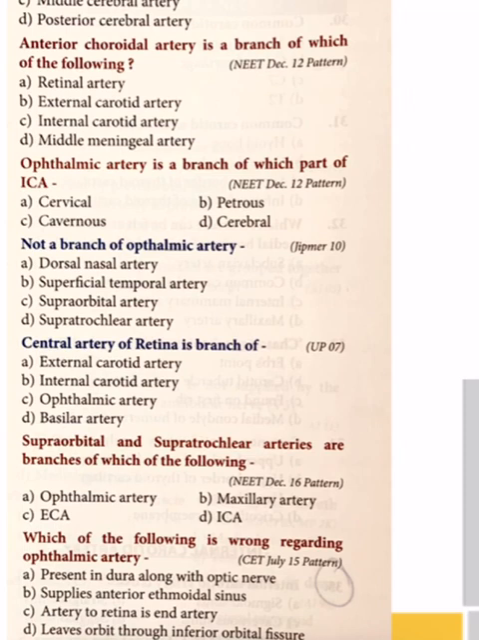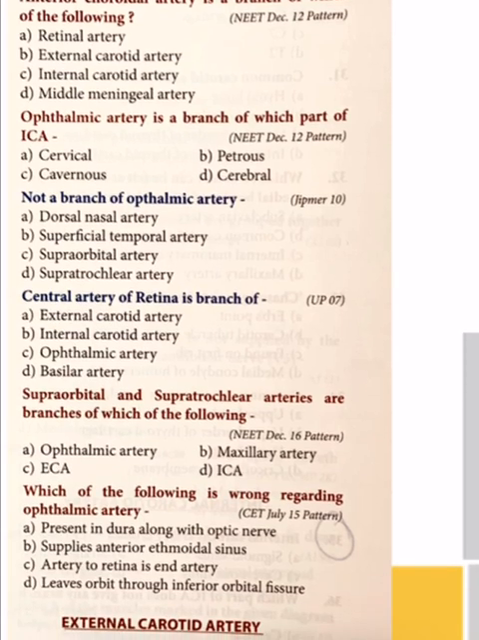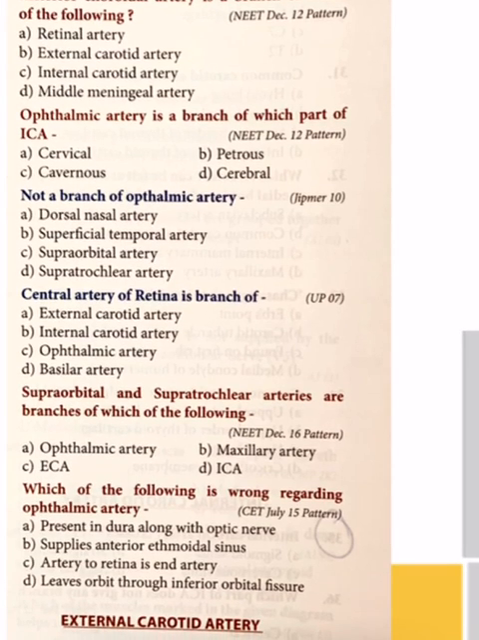Then the next question, not a branch of ophthalmic artery. I want you guys to learn more about the ophthalmic artery in detail. I'm leaving this question for you all because I want you to go into detail about the branches of the ophthalmic artery, like central artery of retina, then lacrimal artery, then meningeal artery, then ciliary, posterior ethmoidal, medial palpebral, supratrochlear, supraorbital, and the dorsal nasal and the muscular.